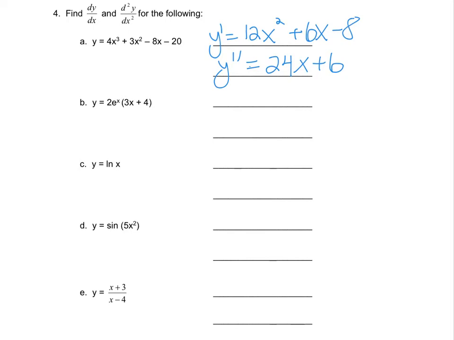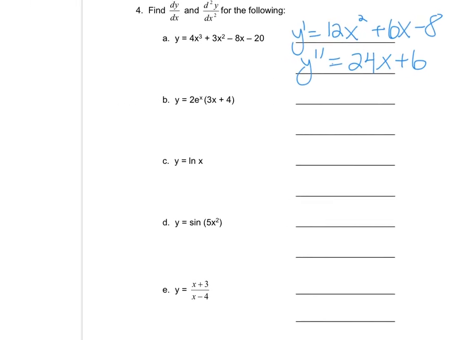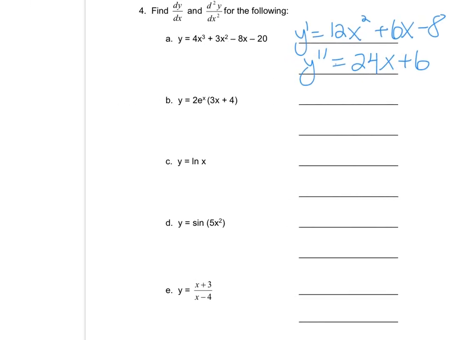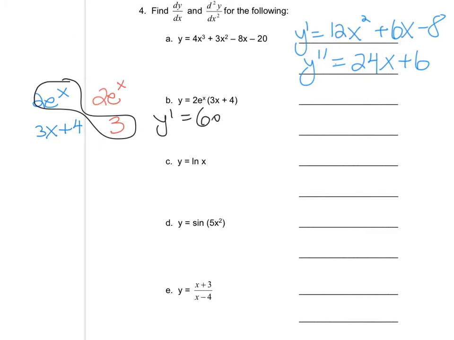Now, B is a product rule. You have a function times a function. So the way I like to set up my product rule is separating the two pieces of the product. Individually take the derivative of each. And then the product rule says we want f times g prime. So that's going to be 6e to the x plus g times f prime, this way.